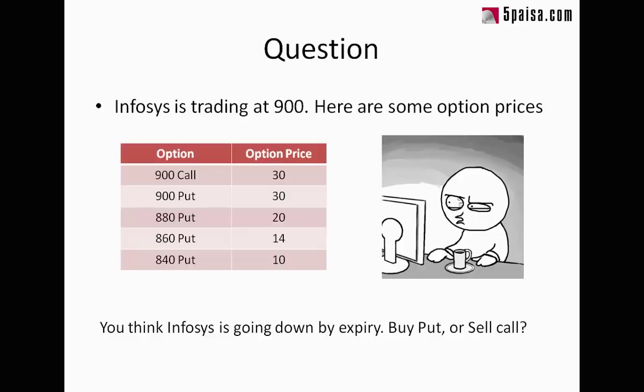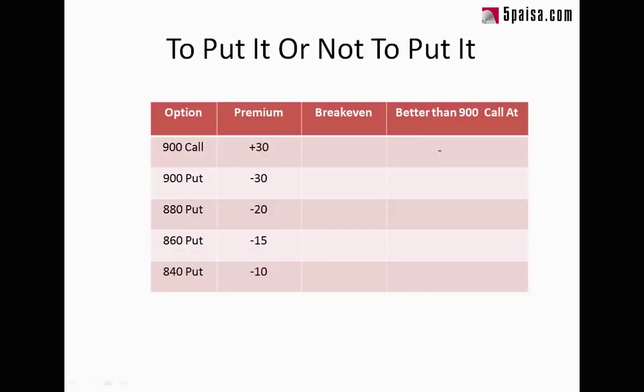For now, let's look at how exactly these things are going to make money. When you sold a 900 call, you got a 30 rupee premium, which means that you're going to make a loss only if the stock goes up 30 rupees above the 900 mark. We are going to call this the break-even number. The break-even number is the level of stock price at which you're going to make neither a loss nor a profit. So for the 900 call, the break-even number is 930, which means anywhere below 930 you're not going to lose money and you're going to make some money.